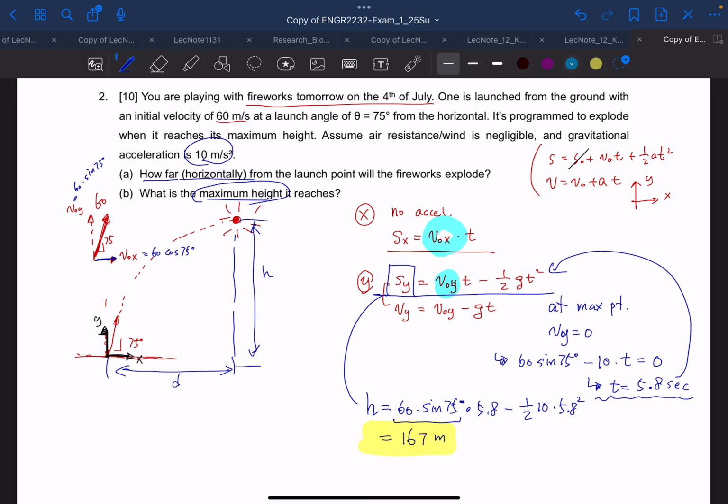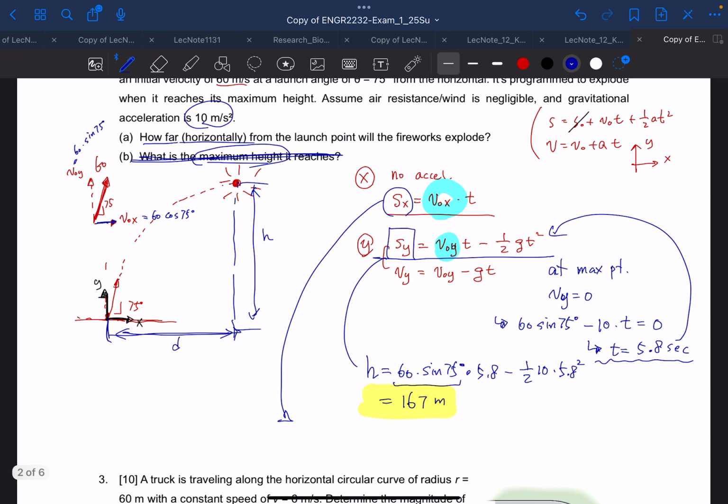So we're done with this, and we need to find the horizontal distance. How far will it fly and then explode? We need to find this thing, and for that we can use distance d is V0x, which is 60 times cosine 75 degrees, times this time, 5.8 seconds. This may give us something like 90 meters. So that's going to be this.